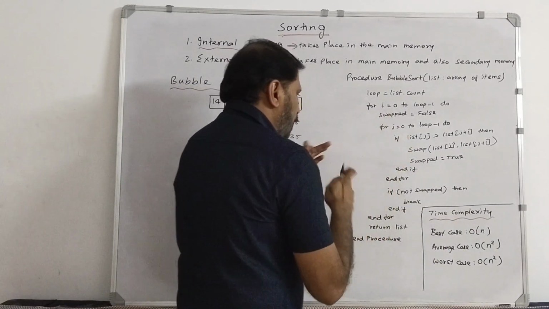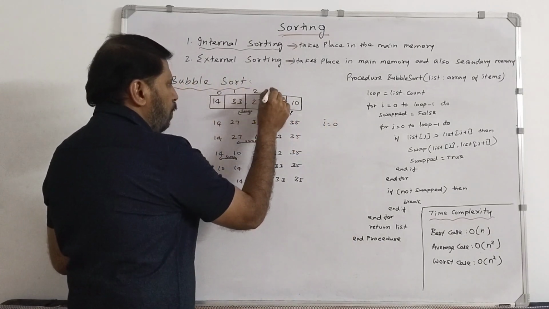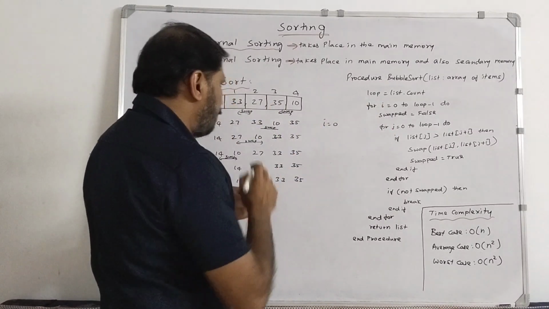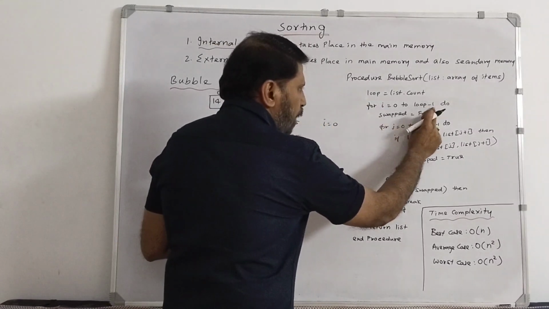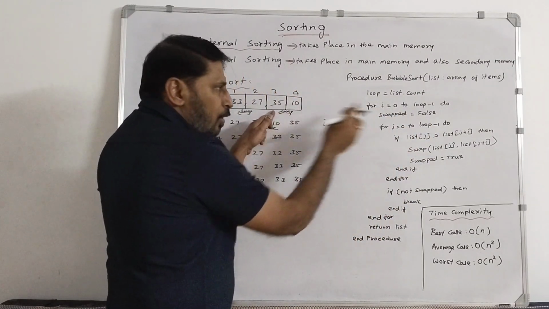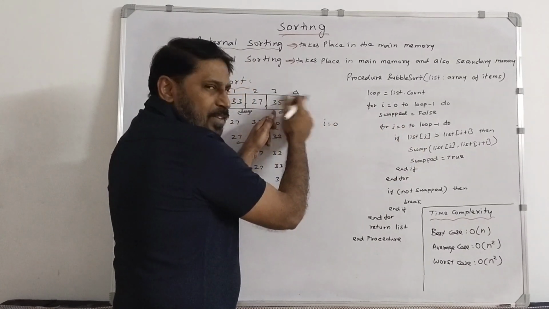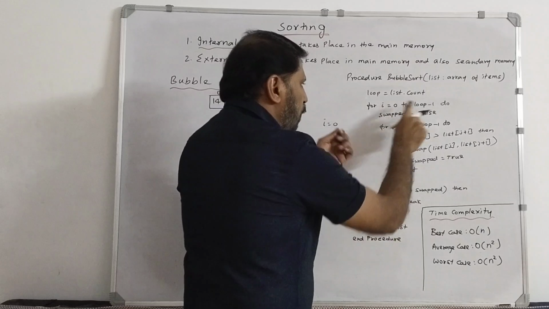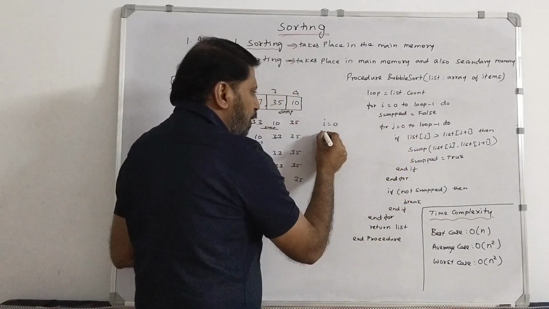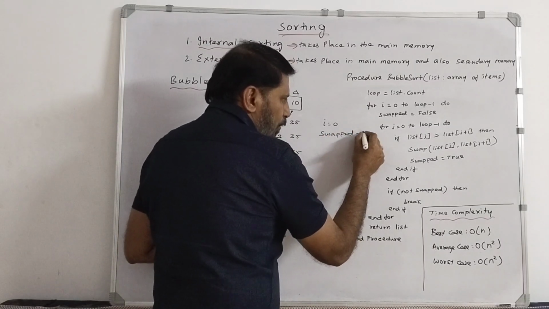So I becomes 0 now. Imagine the indices are 0, 1, 2, 3, 4. Usually the array starts from 0. That's why we are using loop minus 1. So I starts from 0, and we go until the third value. Within j, it is compared with the next number. So that's why 0 to loop minus 1, it is 0 to 3. And we are introducing one more variable called swapped. What is the nature of this variable? I will tell you later.